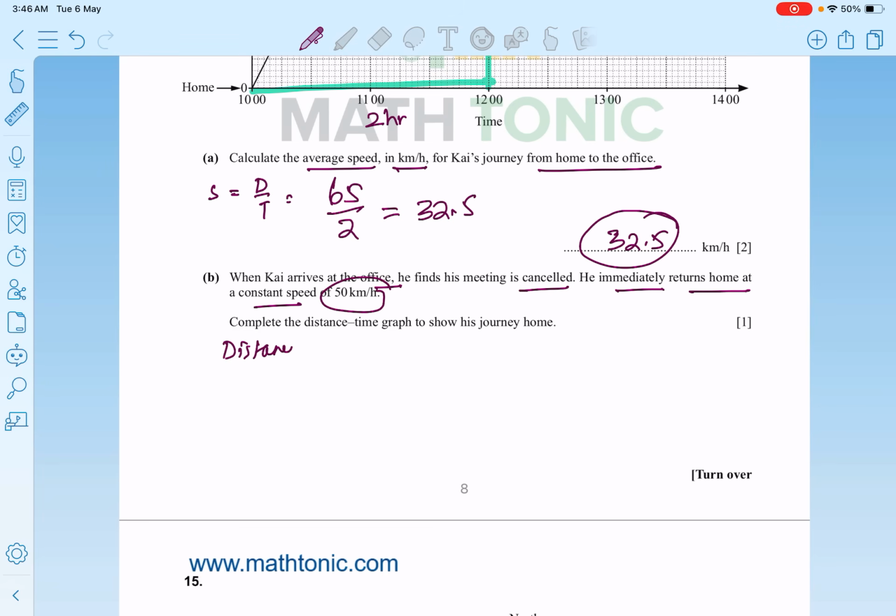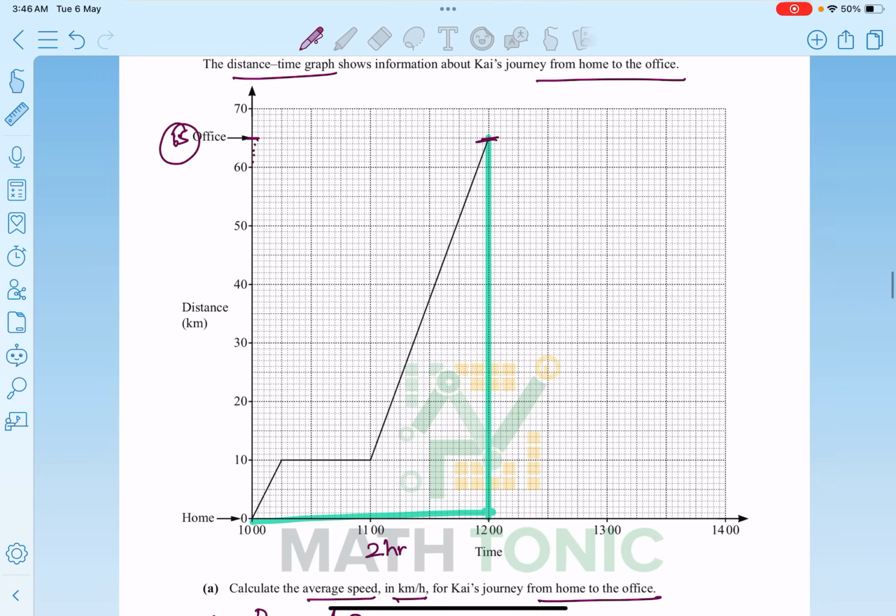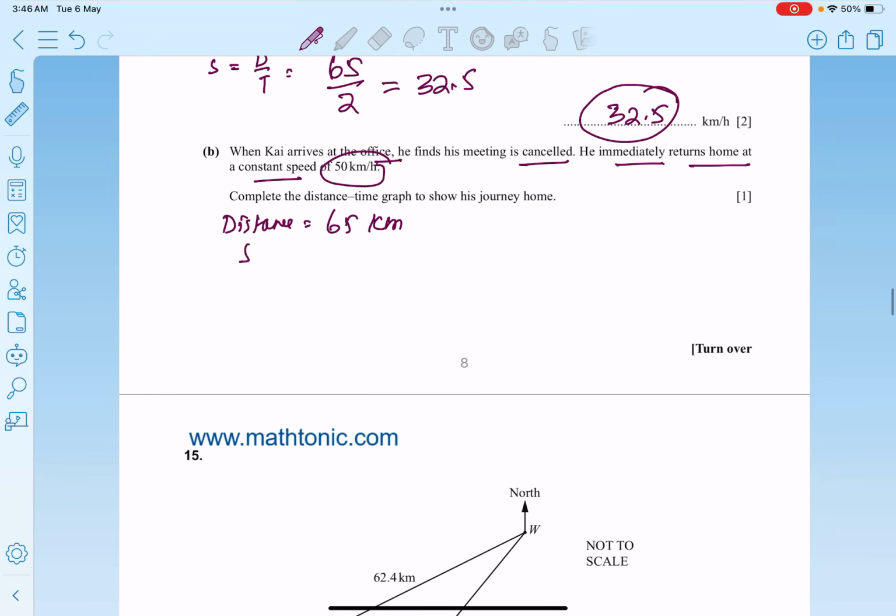The total distance the person has to move is given as 65 kilometers. From here the person should return 65 kilometers. And as per the question, the speed is 50 kilometers per hour. If I ask you what time it will take, time equals distance over speed, that equals 65 over 50. When we do this, we get 1.3 hours.